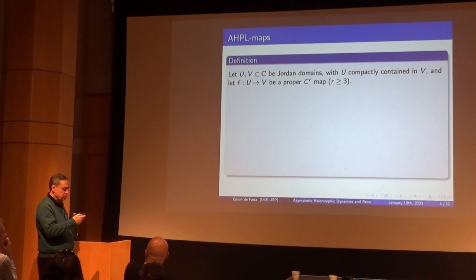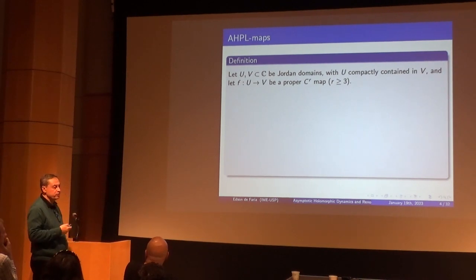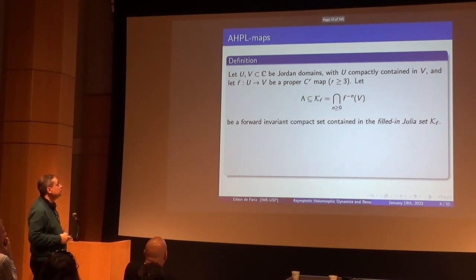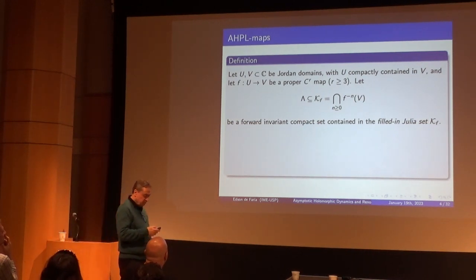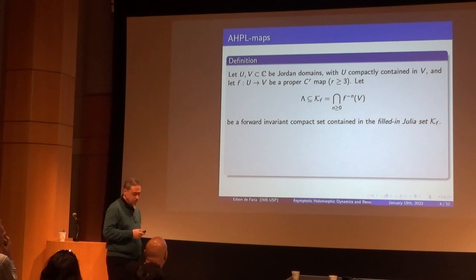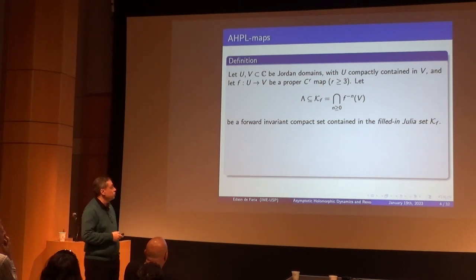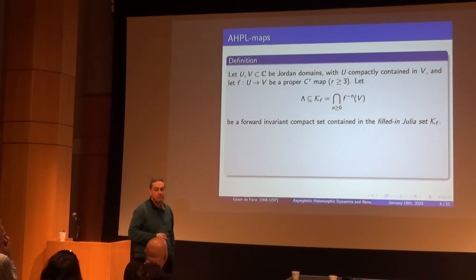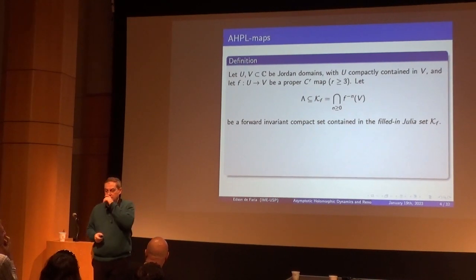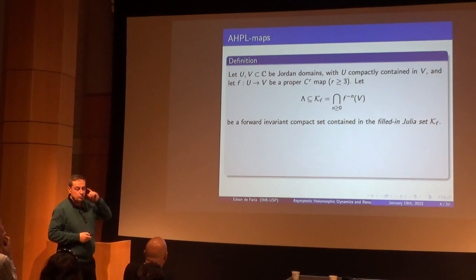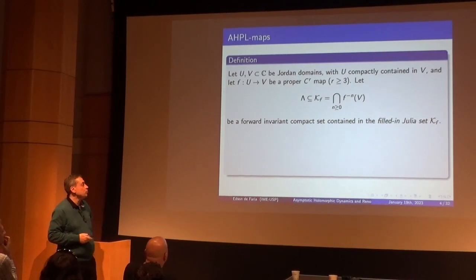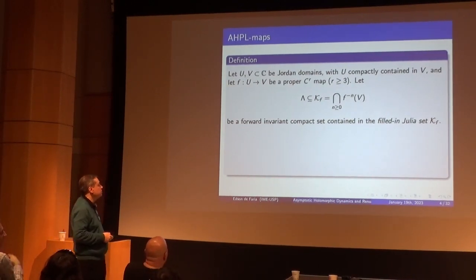I'm going to be assuming in this talk that R is at least 3, for reasons that will become clear later. And I assume also that I have some forward invariant compact set contained in the so-called Fatou-Julia set of this map. I didn't say it here yet, but the map is supposed to be a branched cover with one branch point, with one critical point. This is going to appear in a moment.